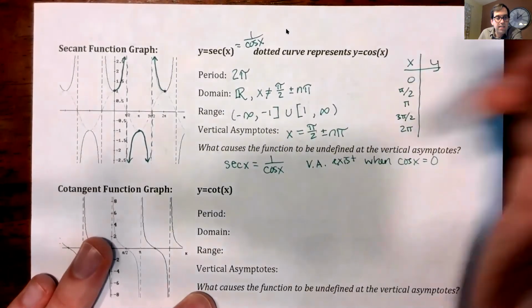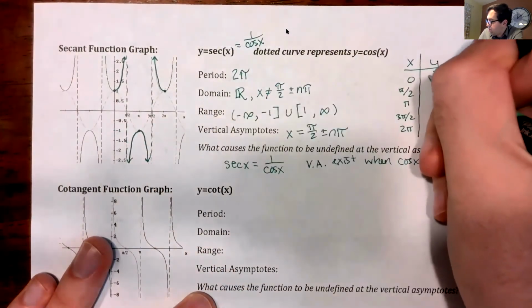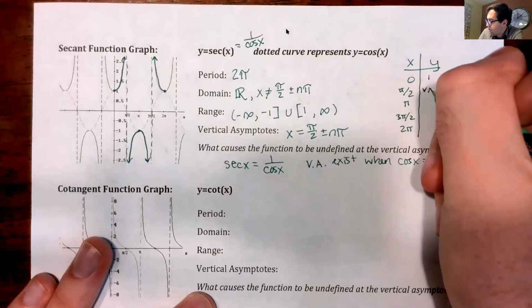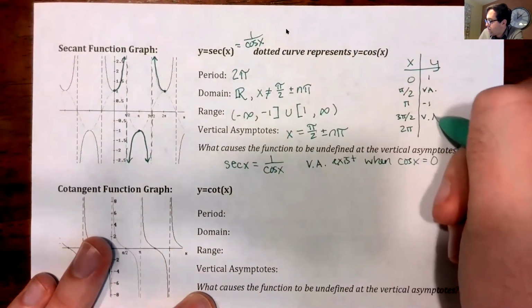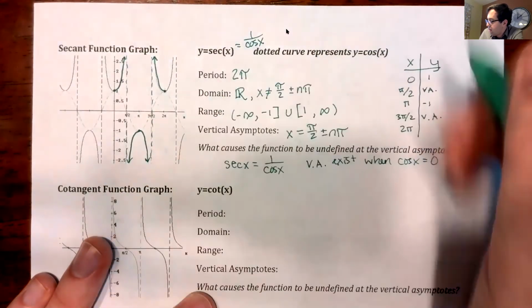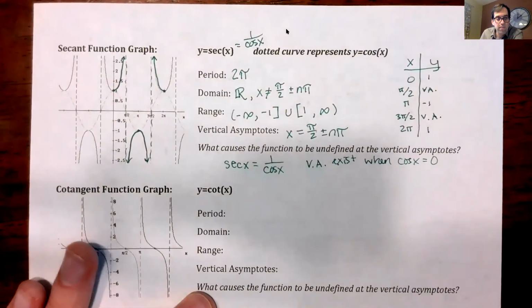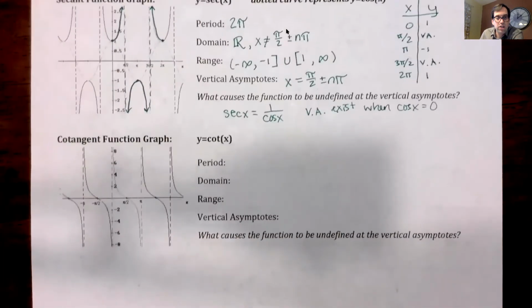Okay, at 0, we're at 1 this time. Pi over 2 is a vertical asymptote. At pi, we're at -1, and then another vertical asymptote, and then we have a y value of 1. And now let's take a look at cotangent.